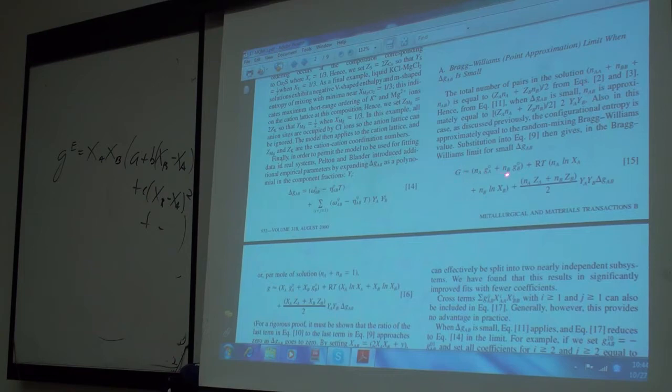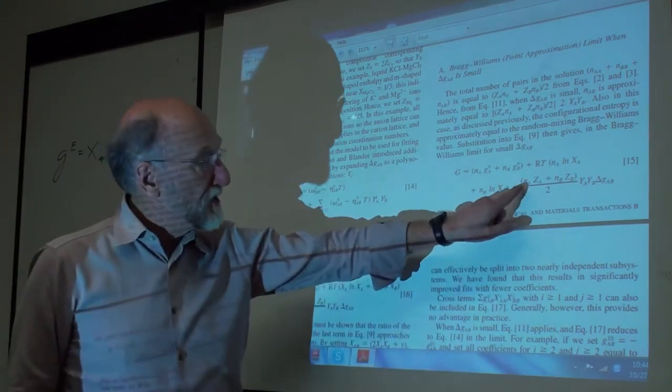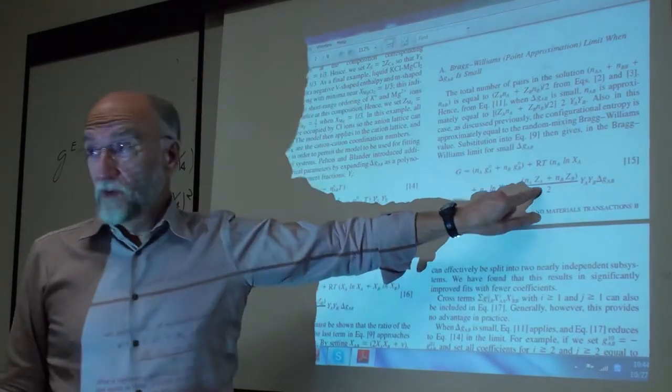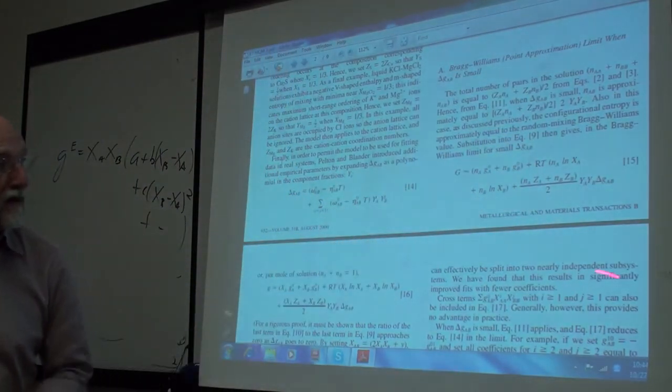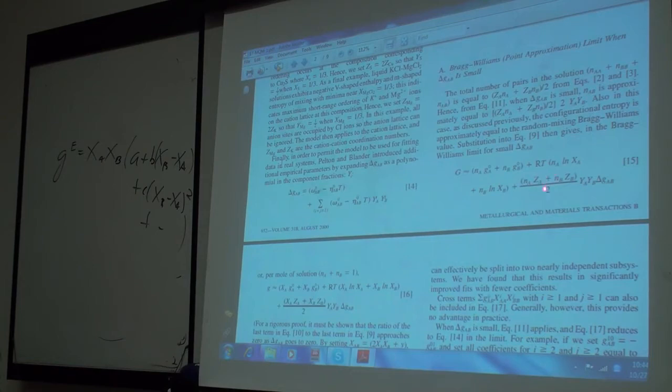We get that the Gibbs energy is roughly this, with an ideal mixing entropy plus this term here times delta GAB, which you can see is a regular solution term. If ZA equals ZB, then this is just equal to the total number of moles times Z over 2, which is what you get in a Bragg-Williams approximation.